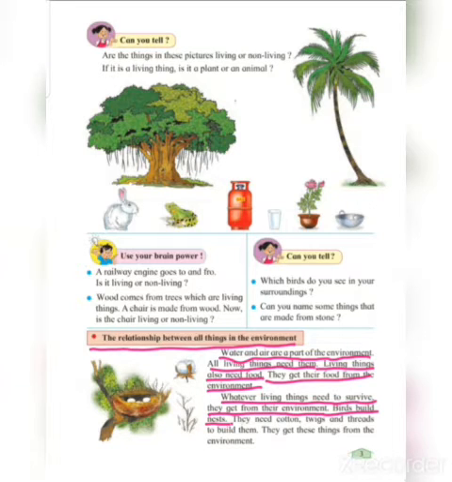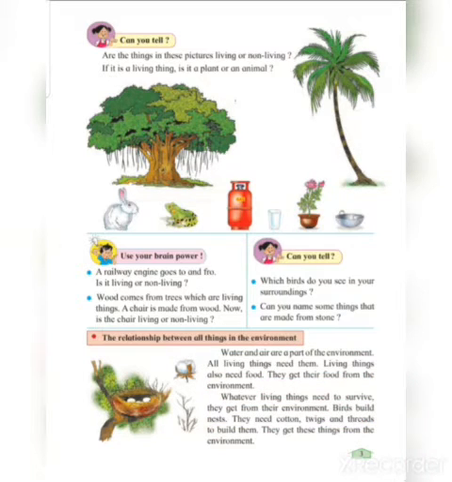Birds build nests. They need cotton, twigs and threads to build them. They get these things from the environment. So whatever living things need to survive, survive means to live, whatever a living thing needs to live, we get from the environment.